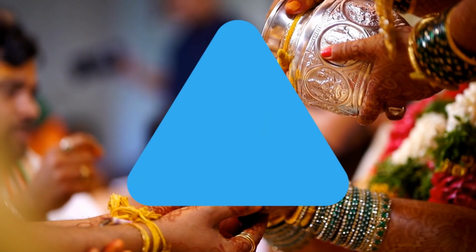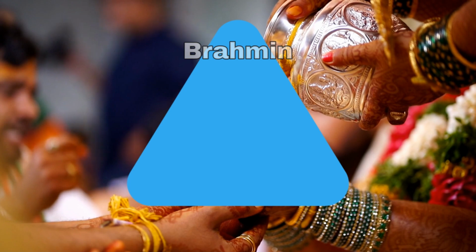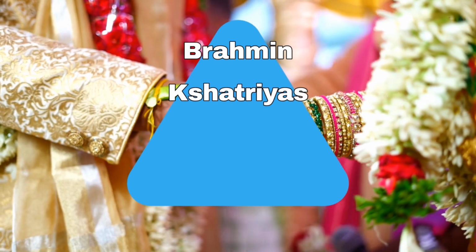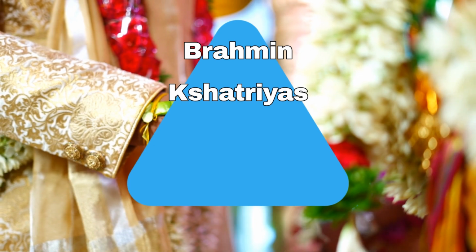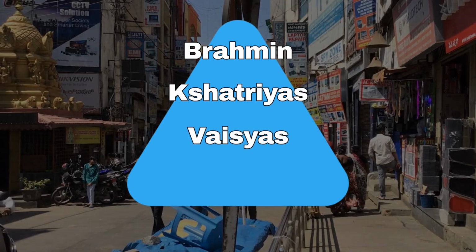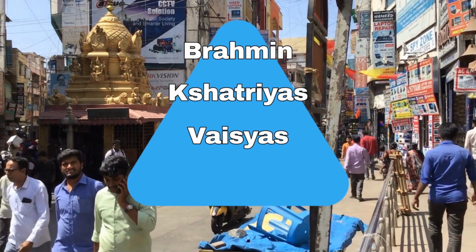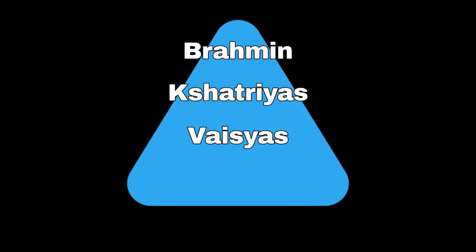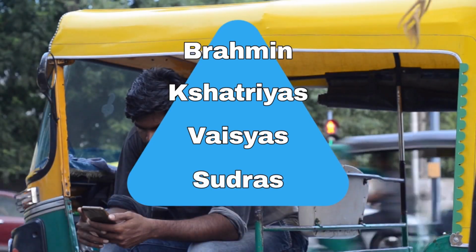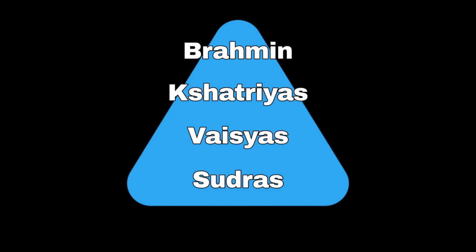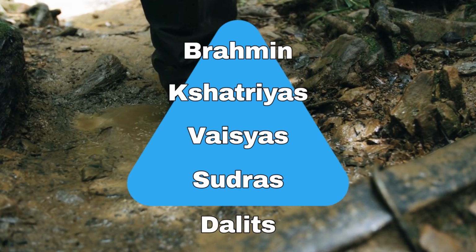The Hindu caste system: Brahmin, priests and religious teachers; Kshatriyas, kings, chieftains, warriors; Vaisyas, landowners, farm owners, merchants, skilled traders, minor officials; Sudras, farm workers, servants, other unskilled workers; Dalits, untouchables.